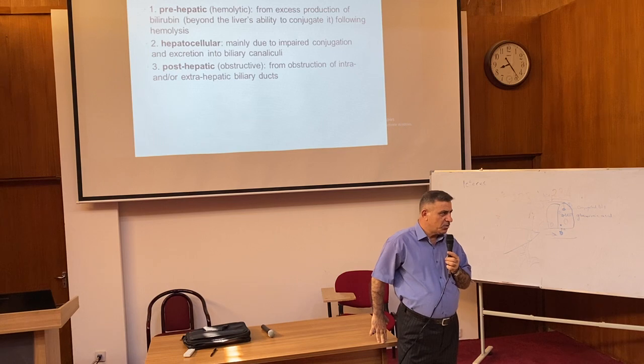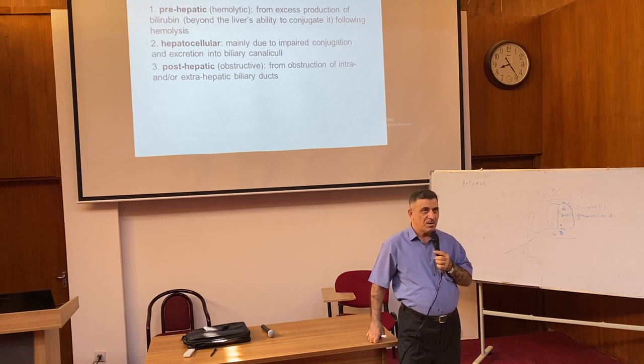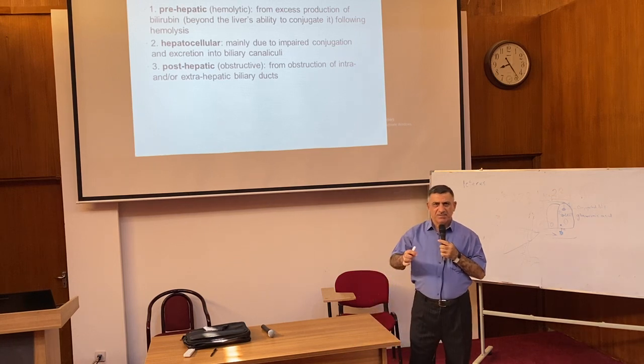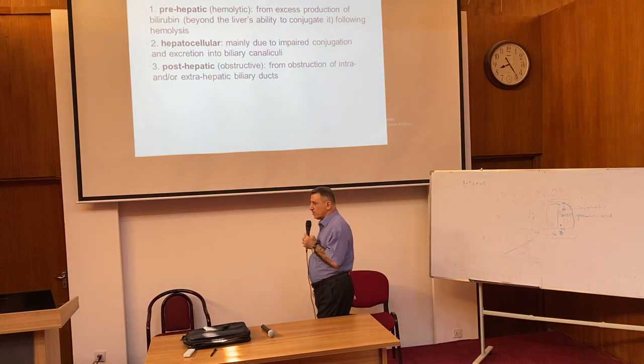The bilirubin goes beyond the capacity of the liver, so it accumulates. This is the pathophysiology of hemolytic jaundice.